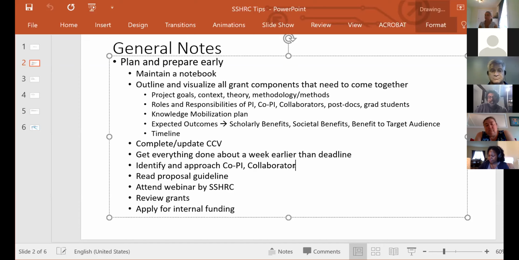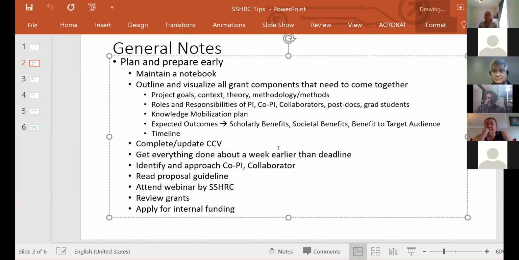Also, keep in mind that the SSHRC deadline is different than the deadline that we have internally at the faculty level and at the university level. So I think it's important for us to make sure that the applications are submitted to, let's say, Sonia's office, Carrie's office, at least a week before the deadline.